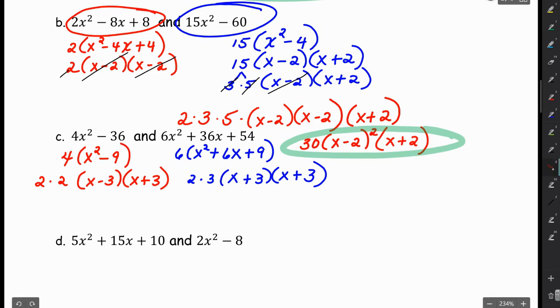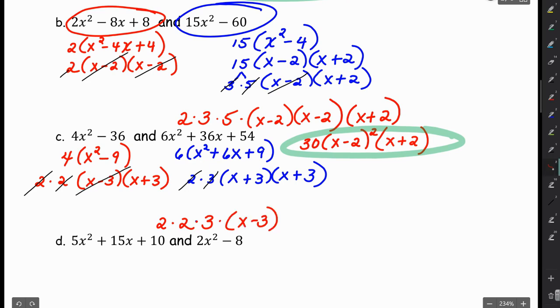So we know we need a 2. 2 occurs twice here, so we know we need two 2's. We know we need a 3. It appears once. All right, now, next one, x minus 3. Appears once. It doesn't appear here at all. We know we need one x minus 3.